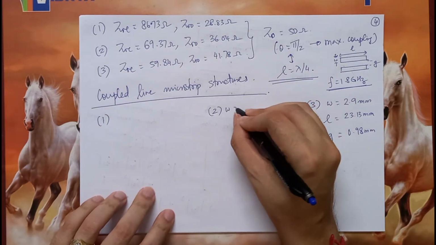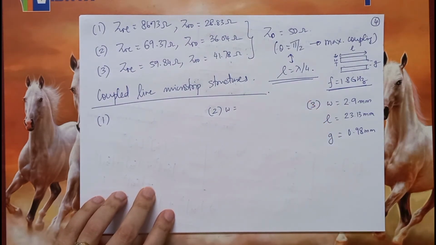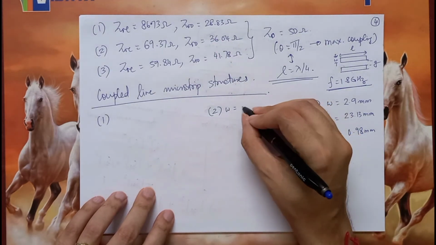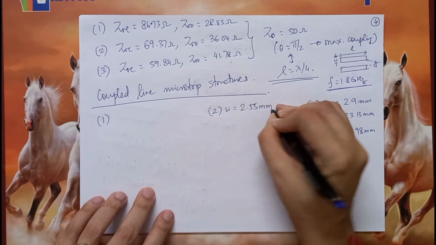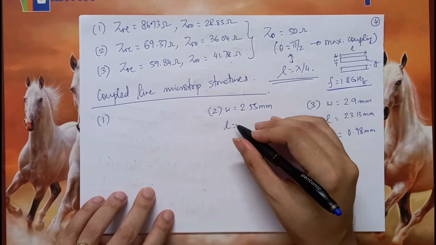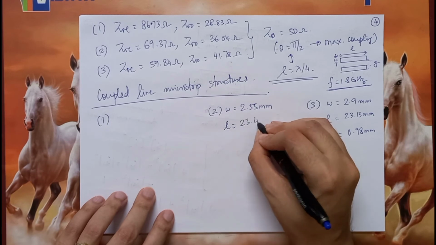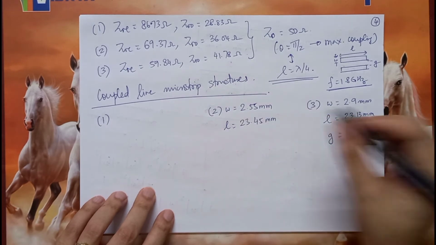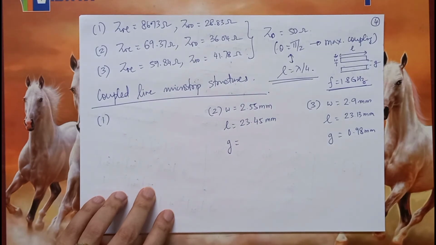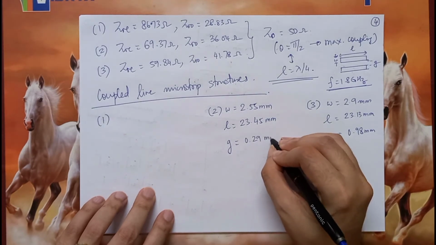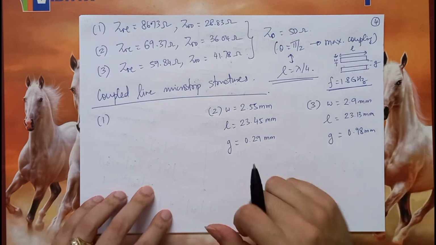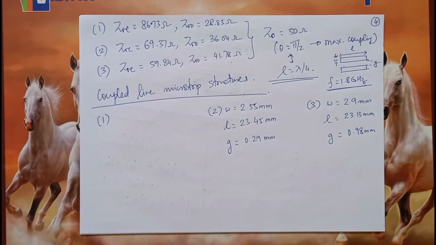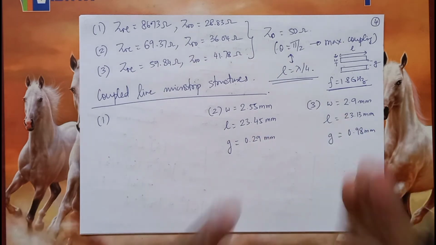So my calculator in the computer throws me these values for case number 2. The width of each strip would be 2.55 millimeters. The length would be 23.45 millimeters. And the gap between the two conductors would be 0.29 millimeters, which is very, very small, which further reiterates that for more coupling to take place, the proximity of the conductors must be more.